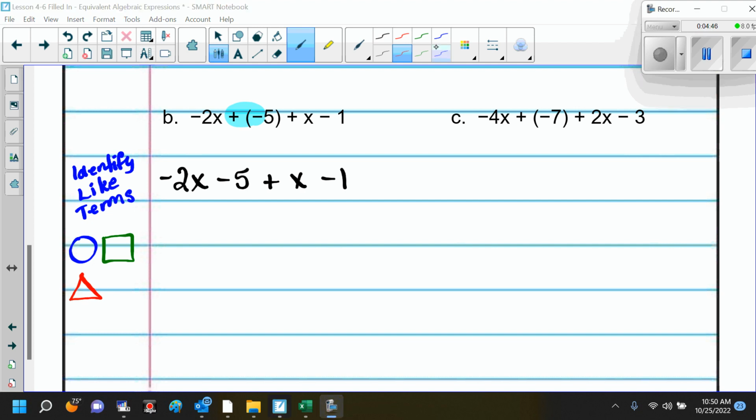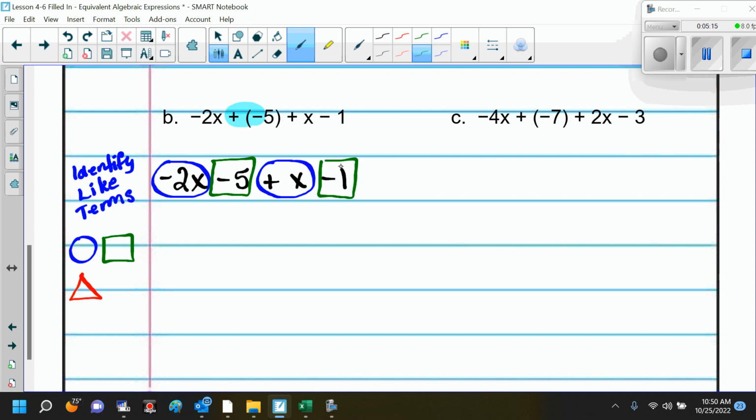So now, what can I put together? Negative 2x and the positive x, because they're both x terms, okay? What else can I put together? The negative 5 and the negative 1. So now we can go ahead and combine them. Put circles and circles and squares together, okay?